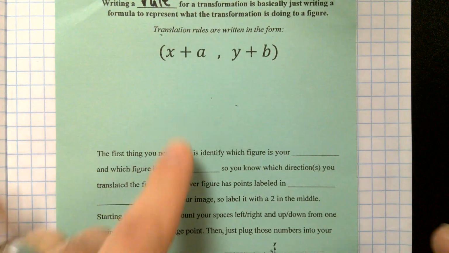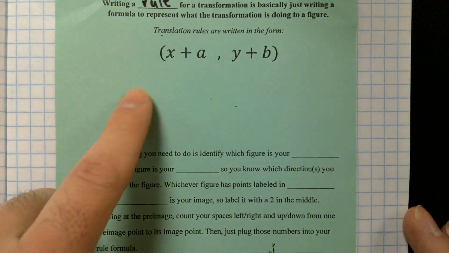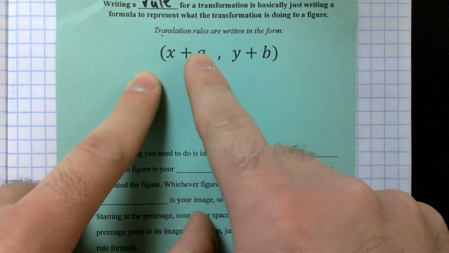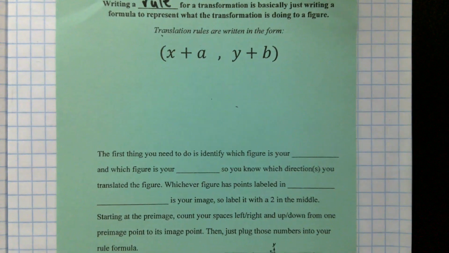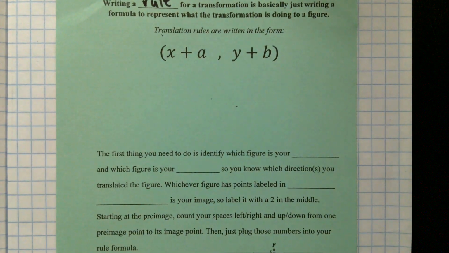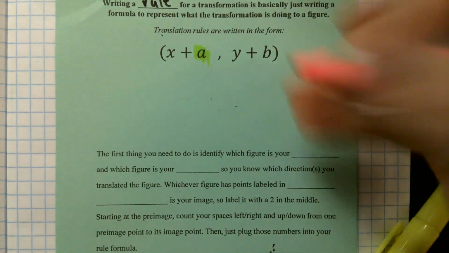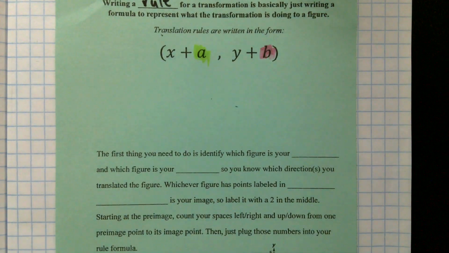So translation rules look like this: parentheses, x plus a, comma, y plus b. All right, what we're going to do is we're going to hit that letter A with our yellow highlighter real quick, and B with our pink.